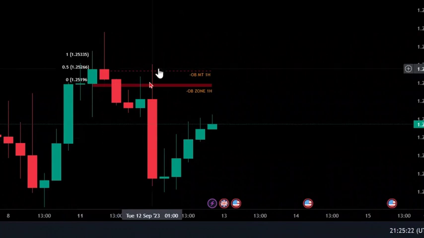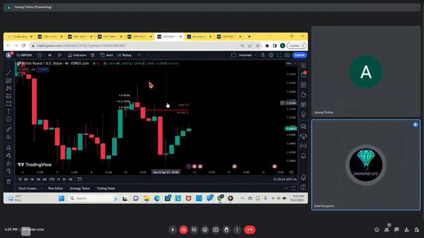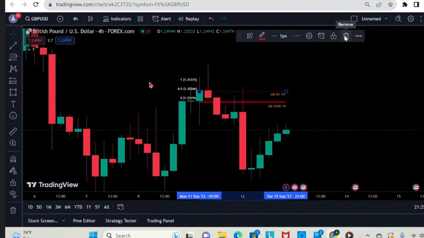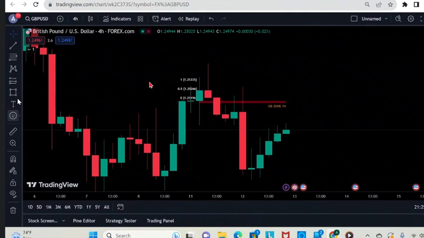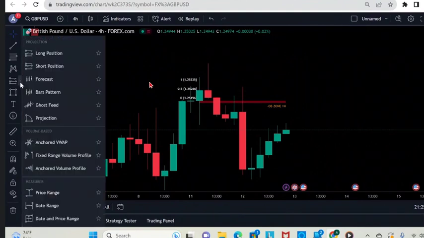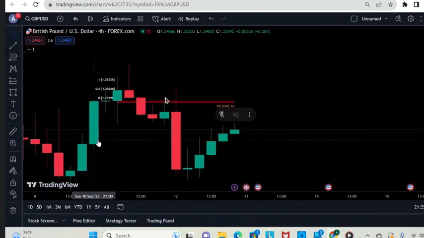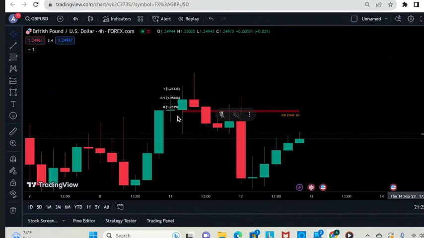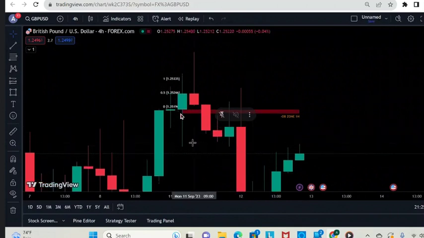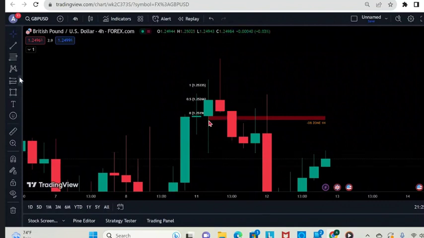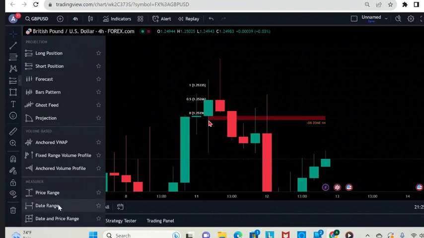It's called date and price range. You have to find it over there in your drawing tools. Because when you have a long wick like that, it's however you want to do it. You can use the same zone, the little red zone, and just put your cursor at 50%. That's just the way I do it, I put the three lines on there. If you don't want to do it like that, just drag the little red zone down and then label it 4 hour. It's however you want to do it.